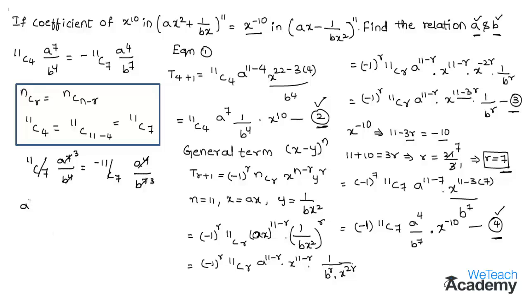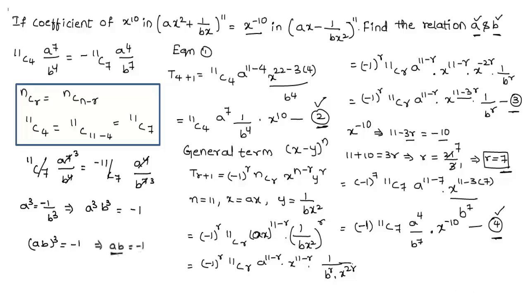So this would come as a cube is equal to minus 1 divided by b cube. Now let us transfer b cube to the left hand side. So we get here a cube into b cube is equal to minus 1. So we can write this as ab whole cube is equal to minus 1. That implies here by transferring 3 to the other side we get ab is equal to minus 1. So now let us transfer b to the other side. We get a is equal to minus 1 by b. And this is the relationship between a and b.